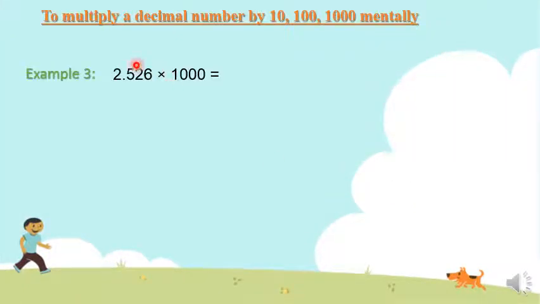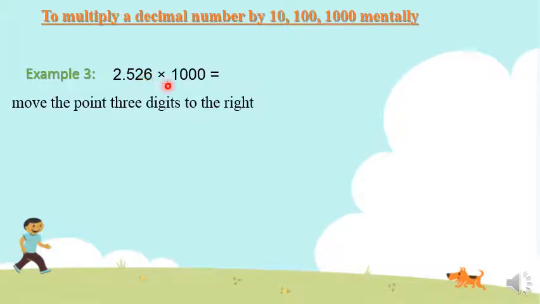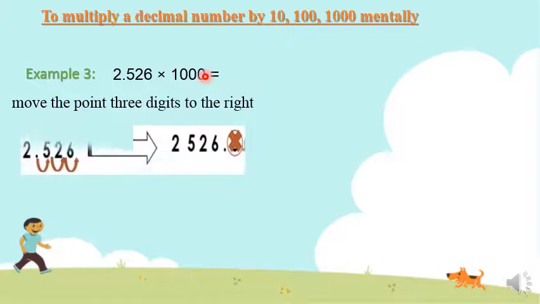Finally, example 3, what if you multiply the same number by 1000? Similarly, the decimal point will jump to the right. How many digits? 1, 2, 3. So the decimal point will jump 3 digits to the right. So here we will have, look, 1, 2, 3. Here will be the decimal point. So we will get 2526.0. But you can cross this 0. This 0 is an unnecessary 0.